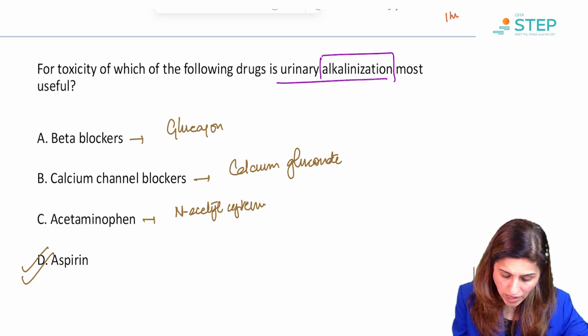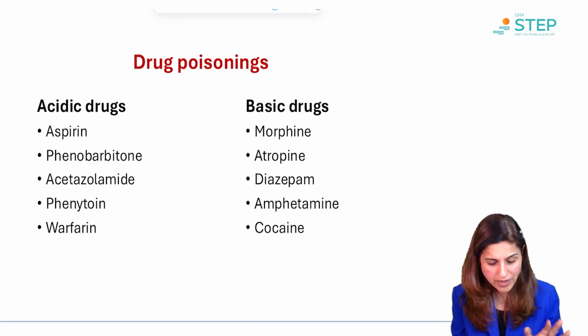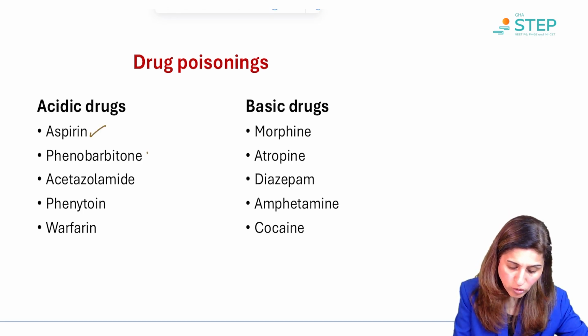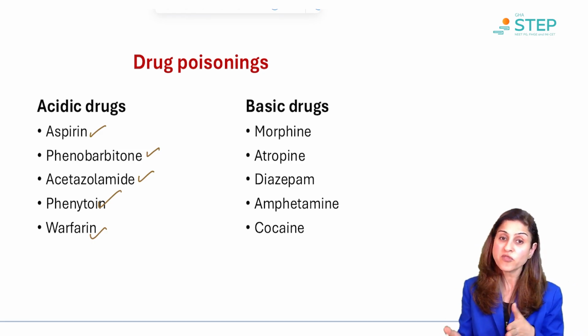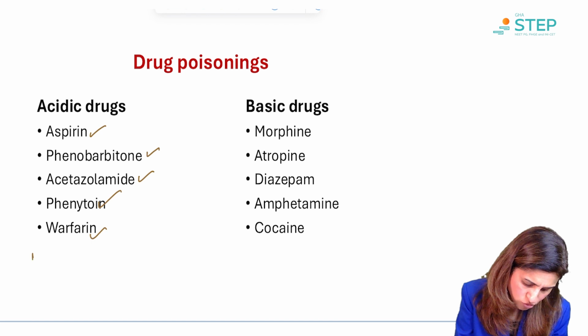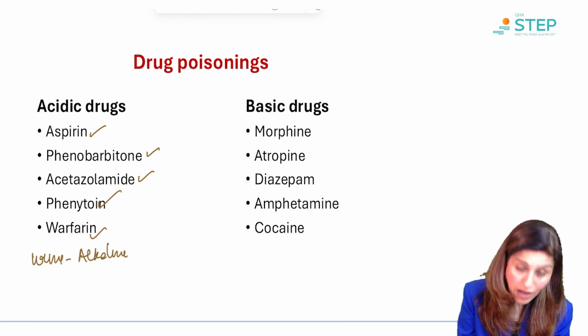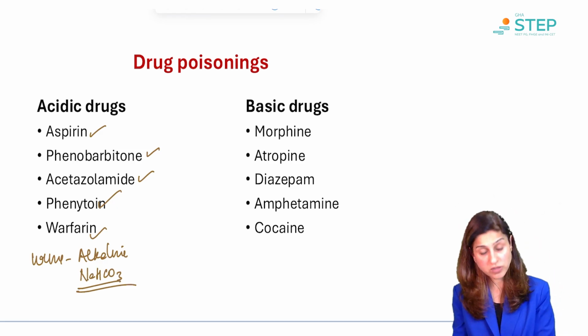So there is this chart for you to remember which are the most often asked, most important drugs which are acidic in nature and the basic ones. So important ones which have been asked previously, we should know them: aspirin, phenobarbital, acetazolamide, phenytoin, warfarin. So these are your acidic drugs. So whenever the question comes from one of these drugs, you have to make the urine alkaline. And how do we make the urine alkaline? You just give IV sodium bicarbonate. Right? So this is how the question can also be asked.